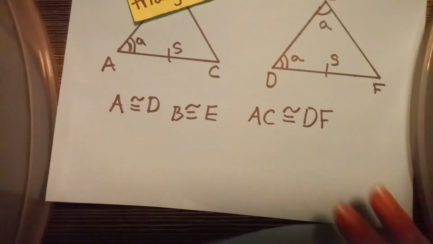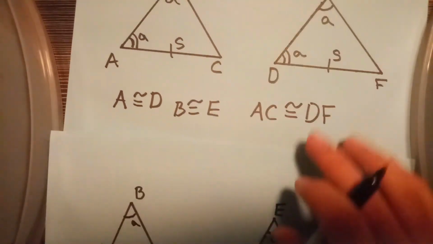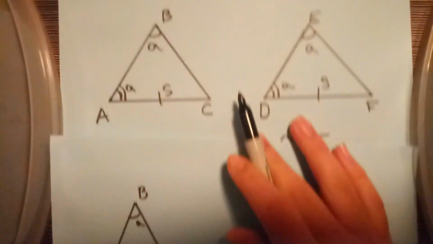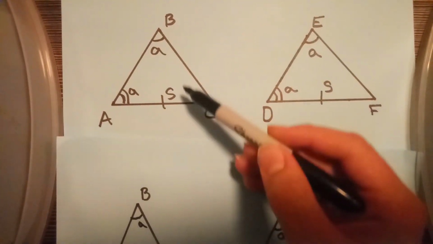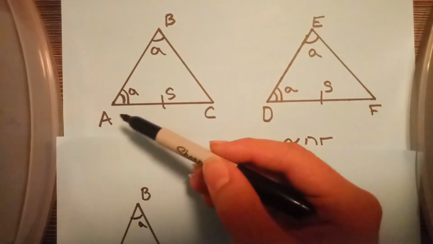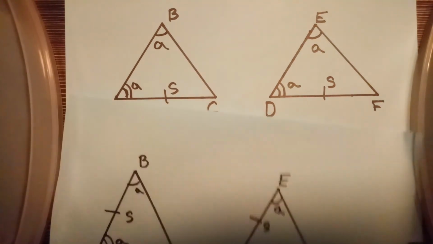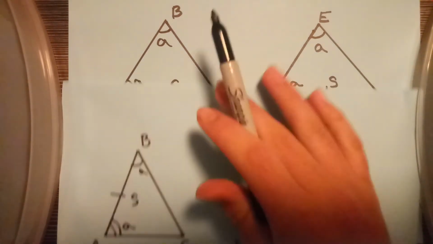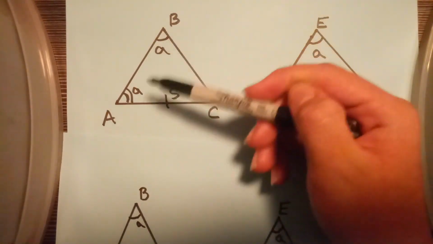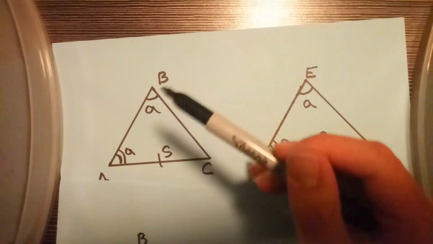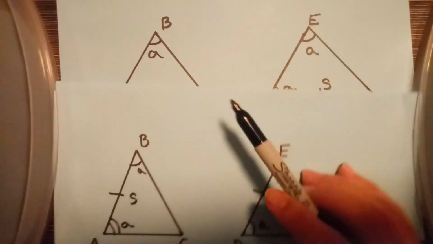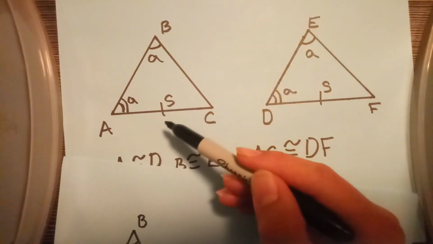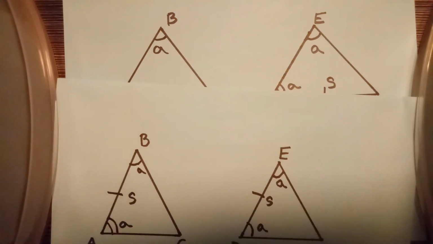The difference between the two is that it's angle, side, angle versus angle, angle, side. So the side isn't in between the two angles on angle, angle, side, but on angle, side, angle it is, and this would be the non-included side of the angles.